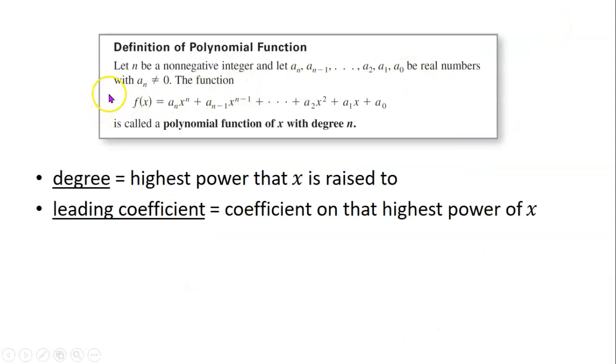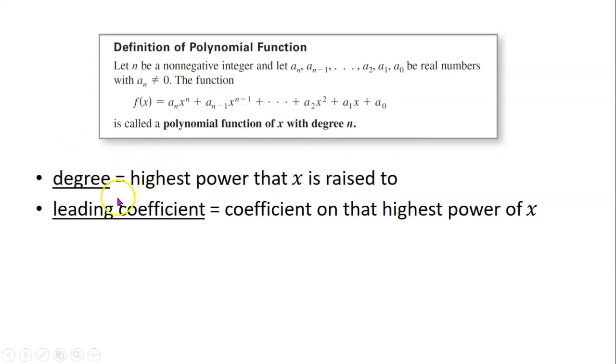So in general, here's the general definition of a polynomial function by showing you the pattern that it has to fit. So these a's with the different subscripts just stand for any real numbers. You have any number times x to the n power, plus any number times x to the n minus 1 power, plus all the way down to any number by itself. That's a polynomial function of the variable x with degree n. So by the degree, we mean that's the highest power that x is raised to.